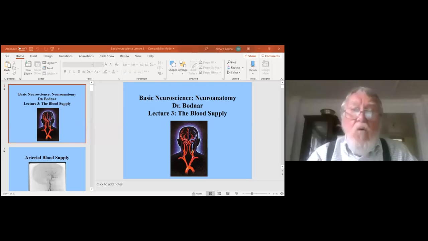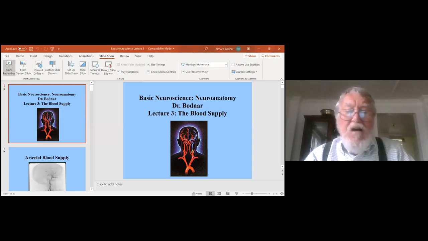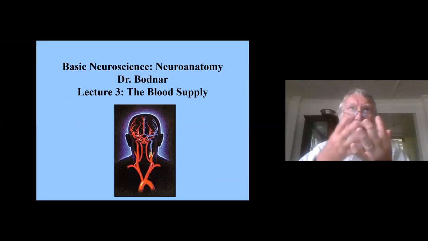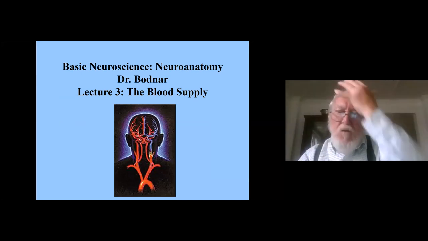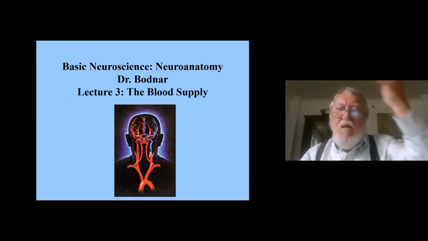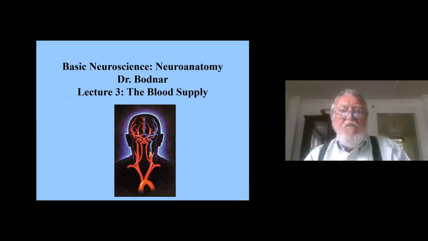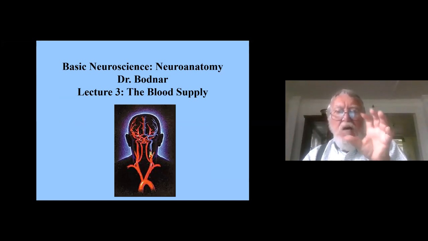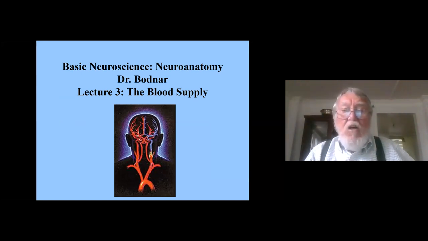So now what we're going to be looking at is that other area that complements and interacts with what I talked about with gross anatomy by looking at the superior surface, the lateral surface, the medial surface, the inferior surface of the brain. Here we looked at the ventricular system that's within it. And now what we're going to do is look at the blood supply.